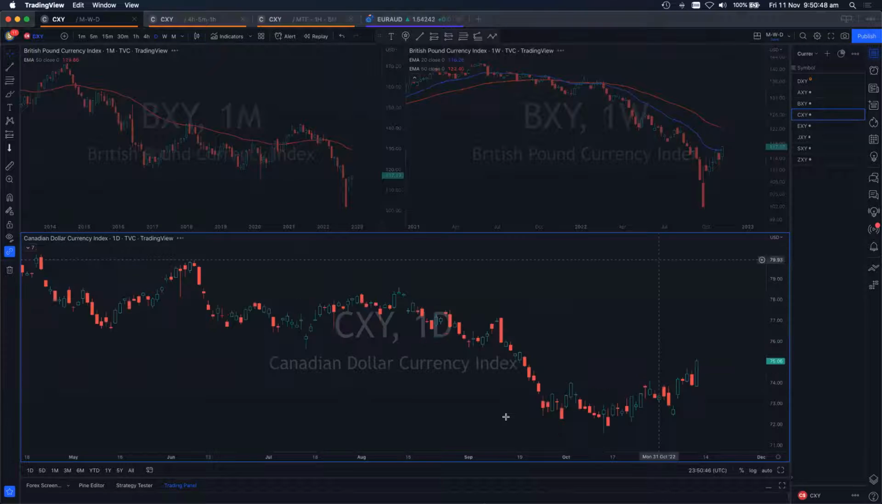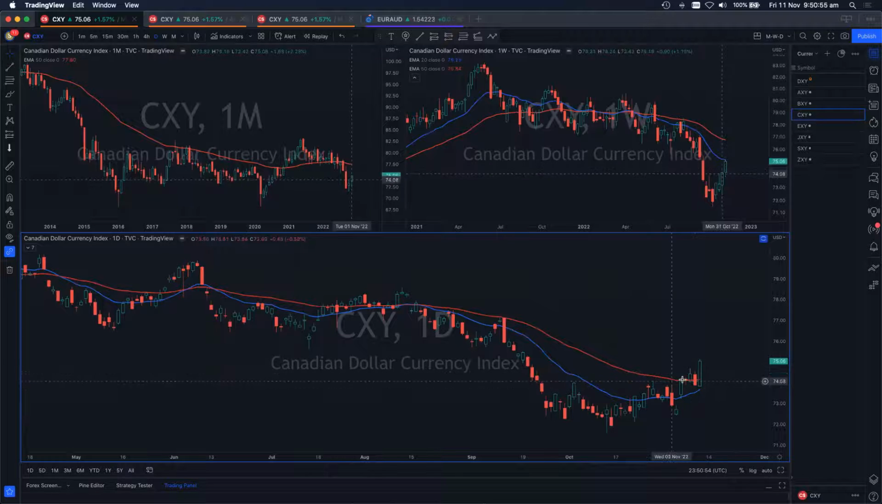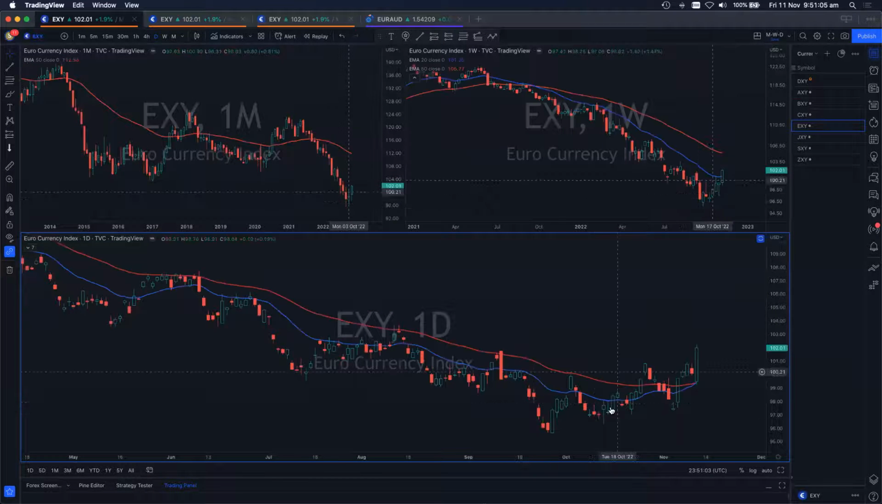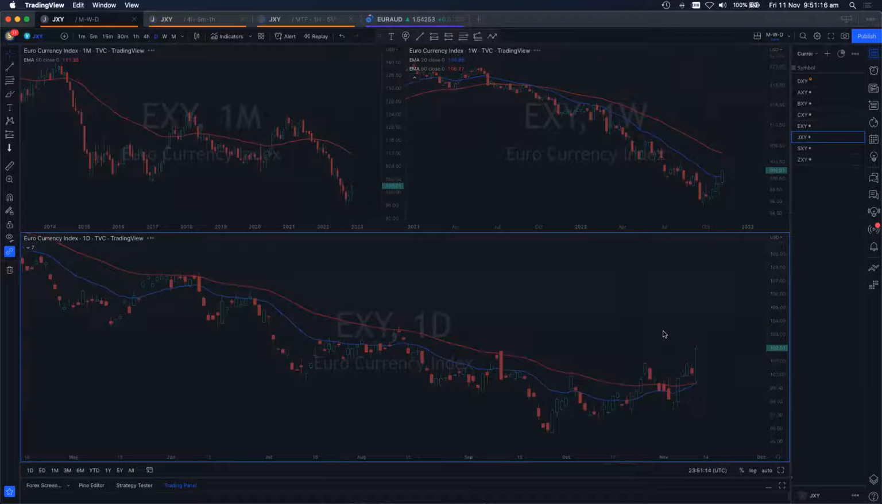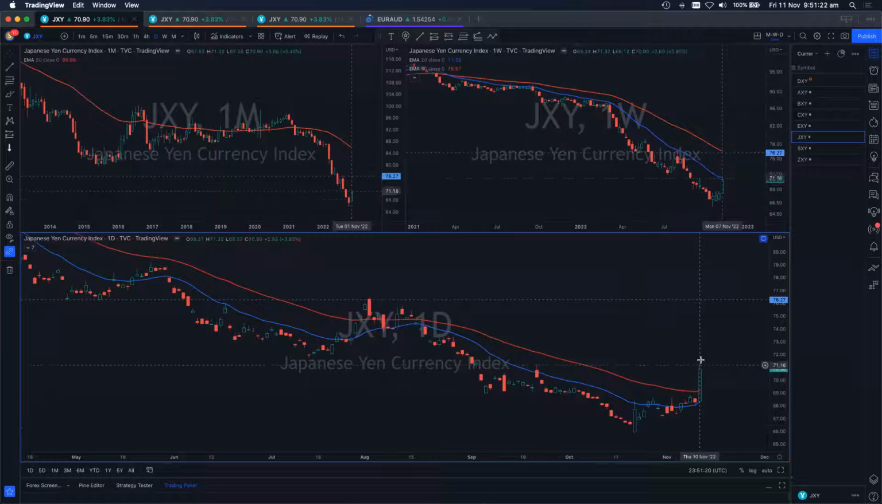The Canadian dollar, again very similar, rolling up, coming up the steps, and then a break above the daily 50 here, looking very inverse to the US dollar. The euro, again very similar, but this one has broken above the daily 50 a bit more. So we can see the euro probably has been having a bit more strength recently. Japanese yen. Now, this hasn't broken the daily 50 yet, but there's a massive day yesterday.